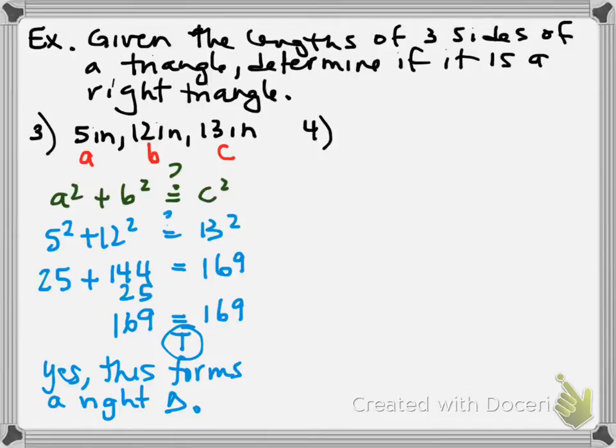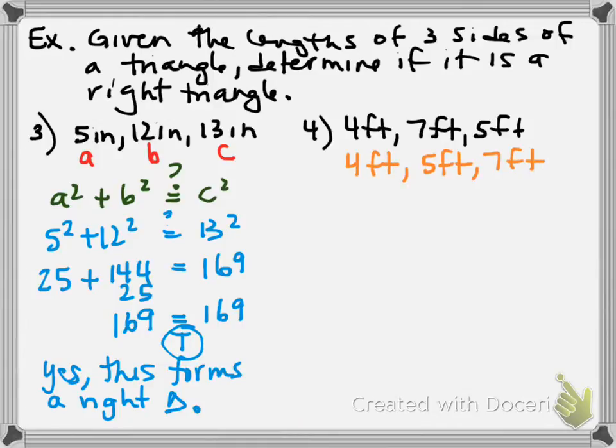What if I have 4 feet, 7 feet, 5 feet? Are those in order from least to greatest? Oh, no. So let's rearrange those in order from least to greatest. 4 feet, 5 feet, 7 feet. So now I can label them A, B, C. And now I can put them into Pythagorean theorem. A squared plus B squared, does that equal C squared? 4 squared plus 5 squared, does that equal 7 squared?